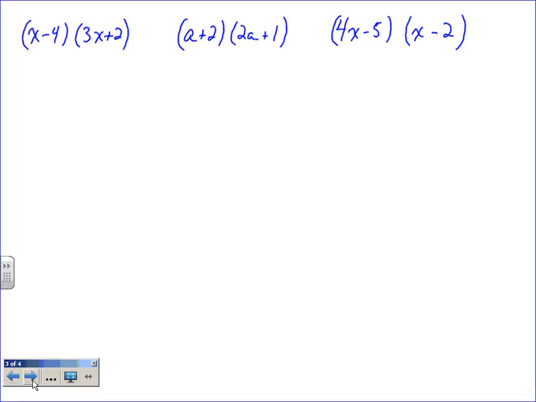Let's go through this. Now I've got a binomial and a binomial. I want to multiply them together. Okay? So what I'm going to do is multiply the x. I'm going to use the distributive property. I'm going to multiply the x times the 3x and the x times the 2. Simple enough? X times 3x is 3x squared. All right? And it's just like the other thing we did, where we're distributing. And then x times 2, 2x.